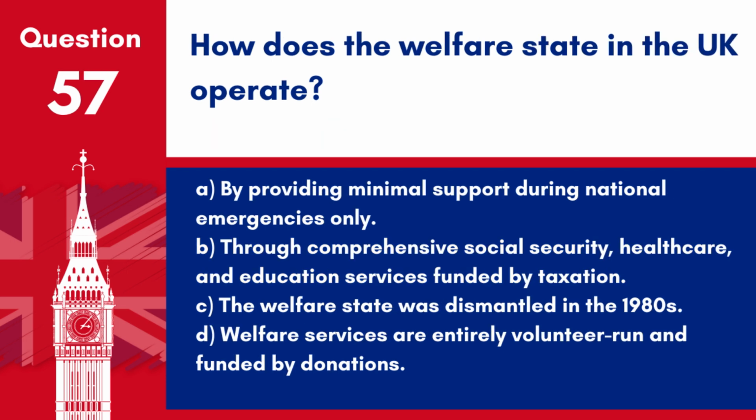Question 57. How does the welfare state in the UK operate? A. By providing minimal support during national emergencies only. B. Through comprehensive social security, healthcare and education services funded by taxation. C. The welfare state was dismantled in the 1980s. D. Welfare services are entirely volunteer-run and funded by donations.